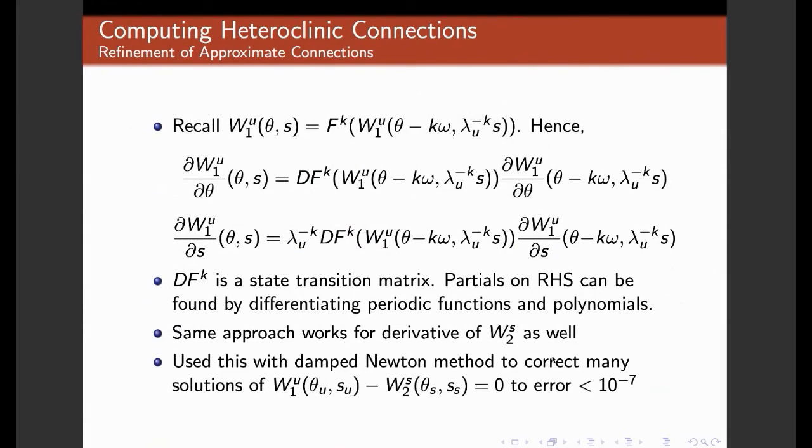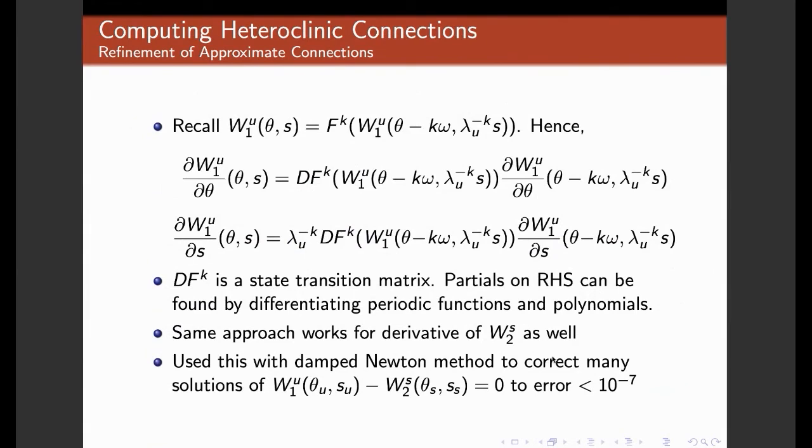You can differentiate it with respect to theta and s, and you just choose k big enough so that lambda_u to the negative k times s is within the fundamental domain of the parameterization, which, as I mentioned, is where the Fourier-Taylor series is valid. Once you choose k big enough, then the rightmost partials, you can evaluate those just using differentiation of trig functions or differentiation of polynomials. That's your old Calc 1 class.